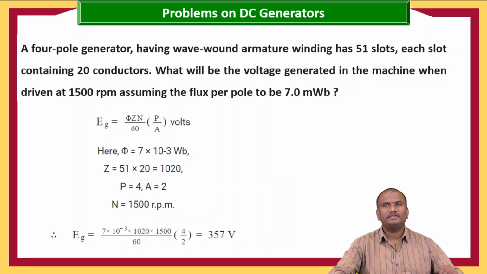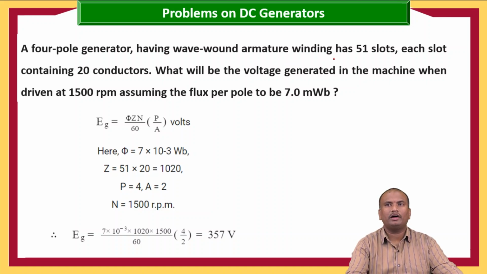A 4-pole generator having wave-wound armature winding has 51 slots, each slot containing 20 conductors. What will be the voltage generated in the machine when driven at 1500 rpm, assuming the flux per pole to be 7 milliwebers? Here the given data is, it is wave wound armature winding. Wave wound is nothing but number of parallel paths are 2 and number of slots are given 51.